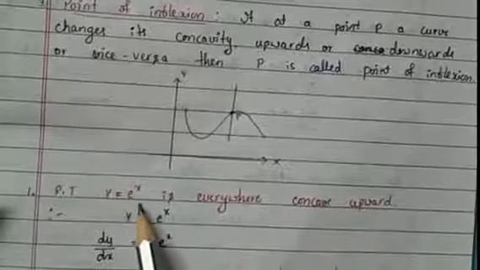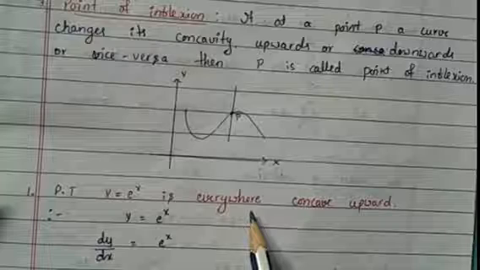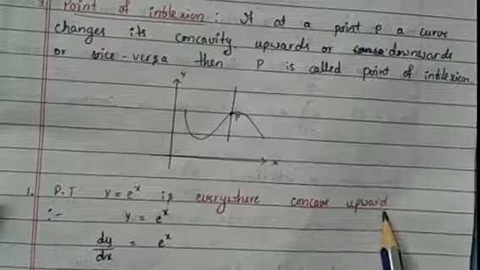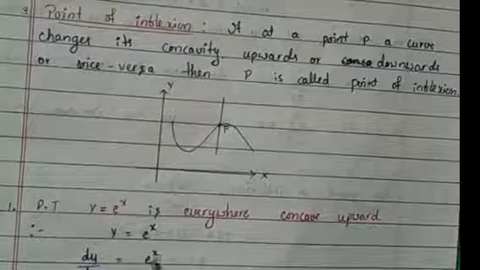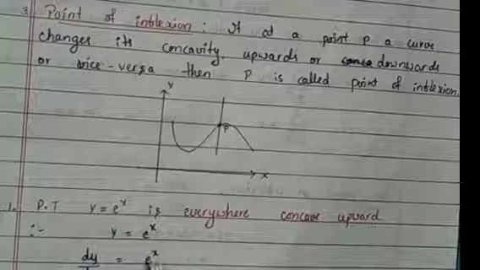Prove that y is equal to e power x is everywhere concave upward. Write down this: y is equal to e power x. You differentiate this, you get dy by dx is equal to e power x, since the differentiation of e power x is e power x. Again differentiate: d square y by dx square is equal to e power x.